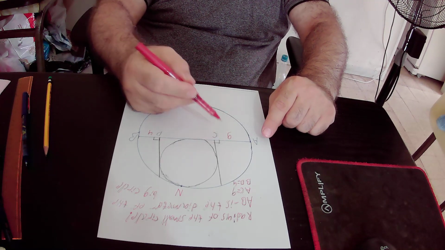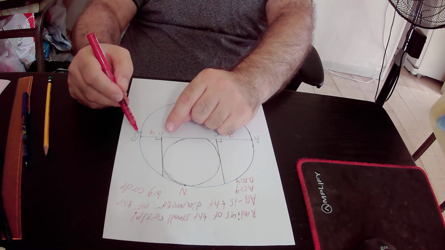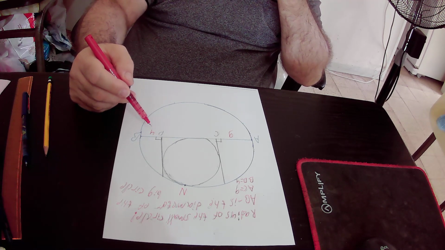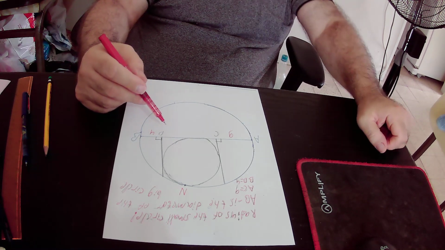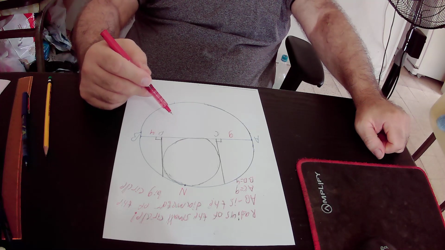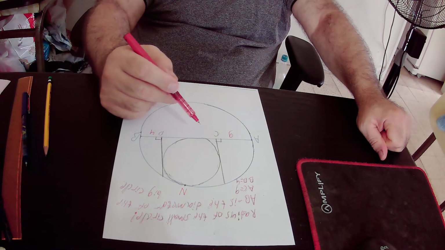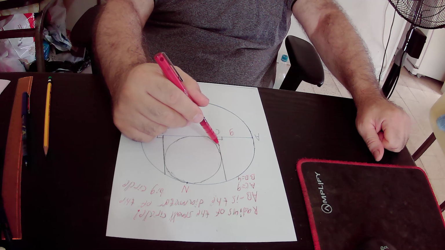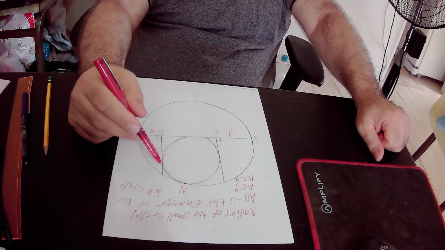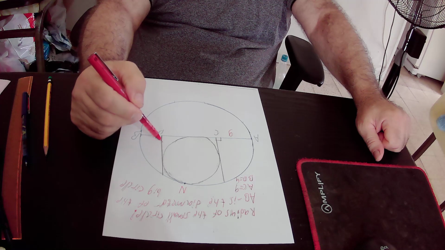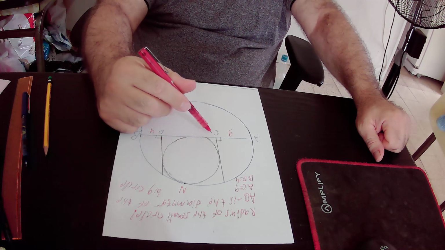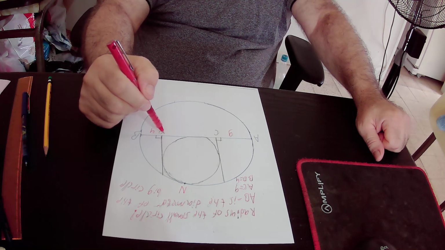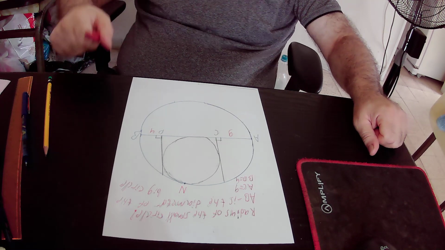AC equals 9 units and DB equals 4 units, and the small circle has 3 tangent points, or has 3 tangents. This is the first tangent to the small circle. This is the second tangent to the circle, and this is the third tangent to the small circle.